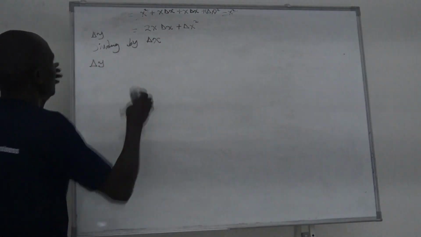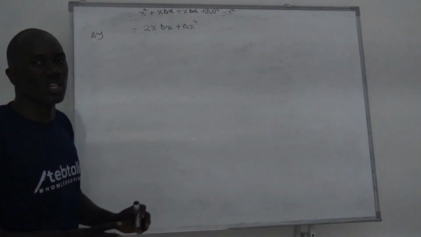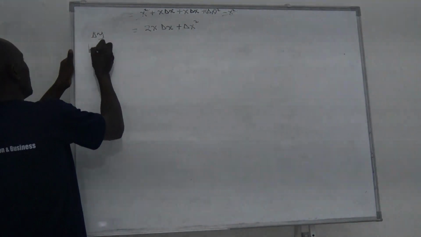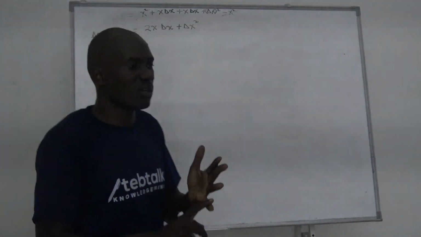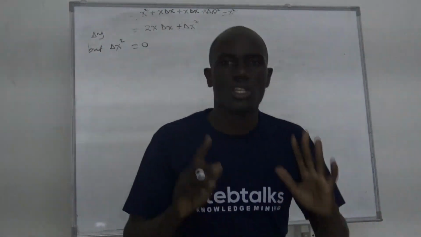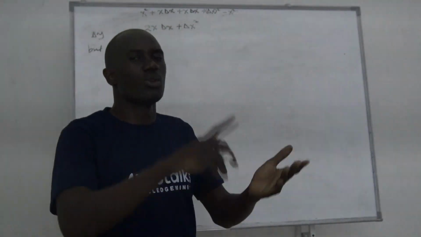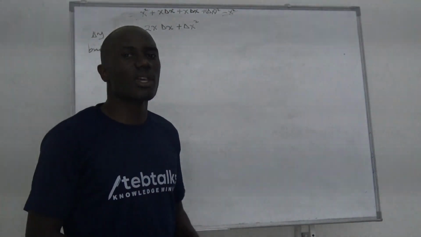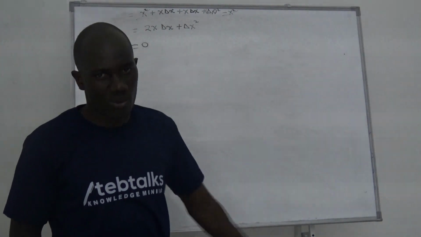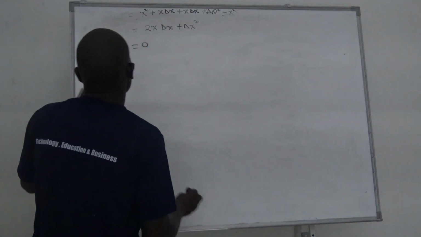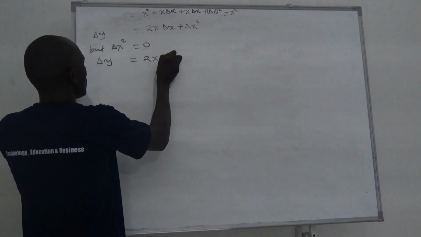Before we move to that, there is one concept we have not seen. A small change times a small change, delta x squared, equals 0. If you get a small change times a small change, the answer is always 0. A small change times a small change times another small change, you also get 0. So what we remain with is delta y equals 2x delta x.